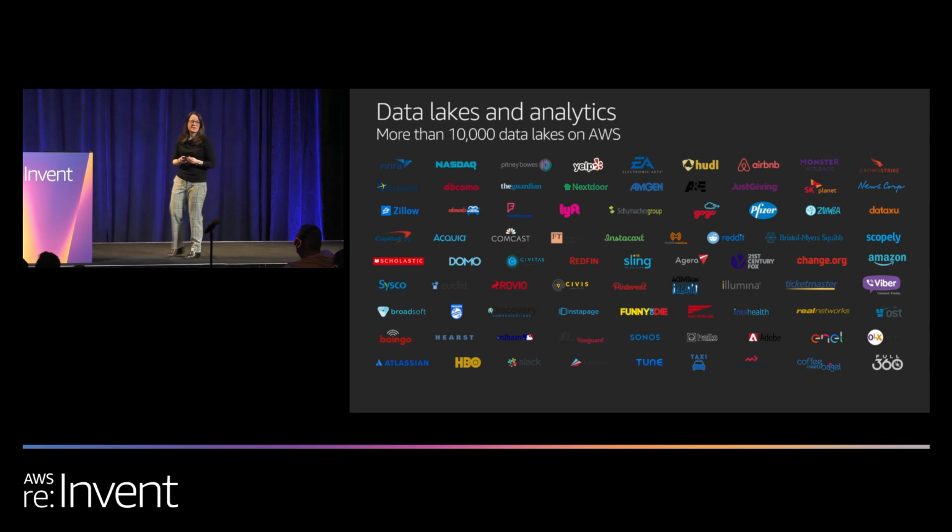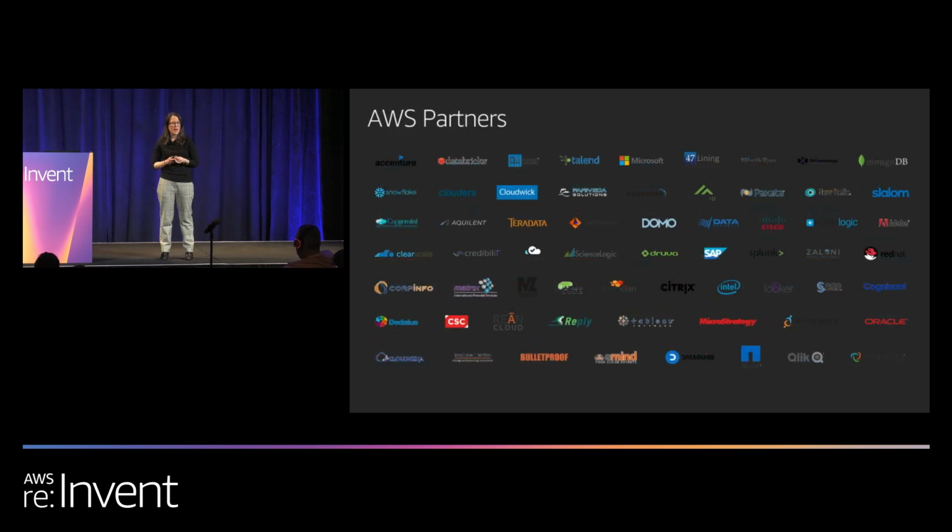So, data lakes and analytics. There are more than 10,000 customers running data lakes on top of AWS, and you can see some of the logos here on this screen. We also have a wealth of partners that can help you build your data lakes on AWS and help you govern and secure them. If you don't want to use Glue, we also have Talend, Matillion, and lots of other great partners that can help you do ETL on AWS, as you can see from this slide.